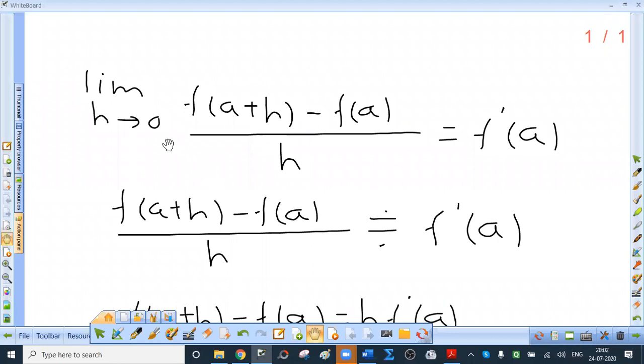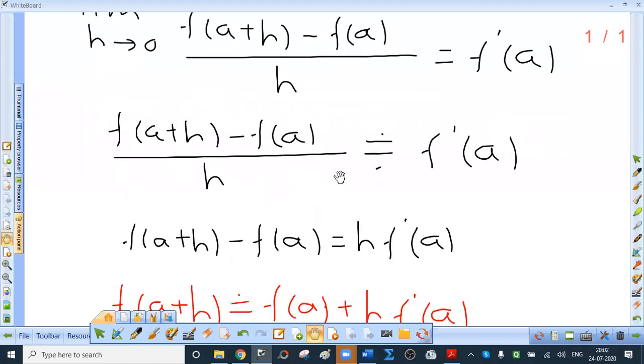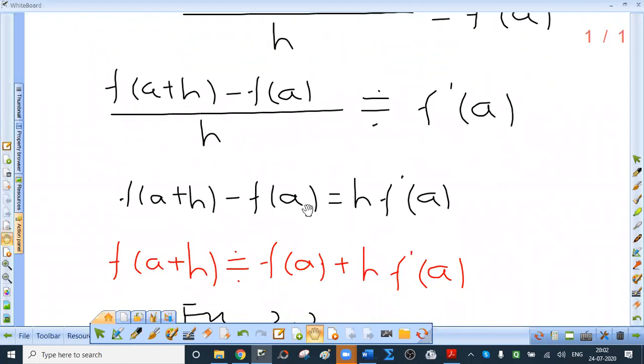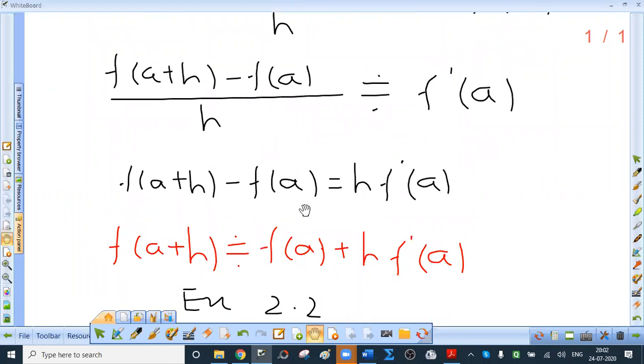So in the next step, you will notice that I have not written limit h tends to 0. And that is why I have not written equal to. Now this stands for what? Division. No, this stands for approximately equal to. So this is approximately equal to f dash of a. Cross multiply. So f of a plus h minus f of a is h into f dash of a. Rearrange the terms to get the formula for approximation as what? f of a plus h is approximately equal to f of a plus h f dash of a.